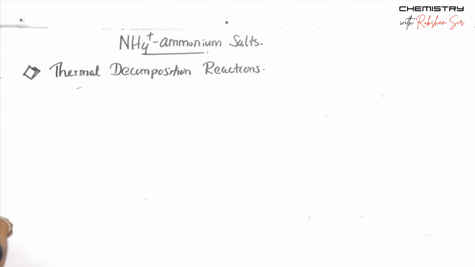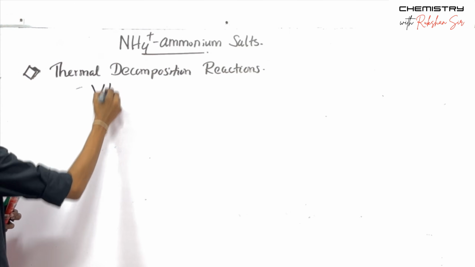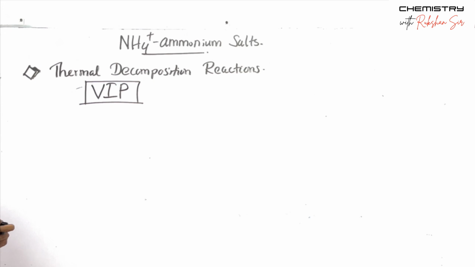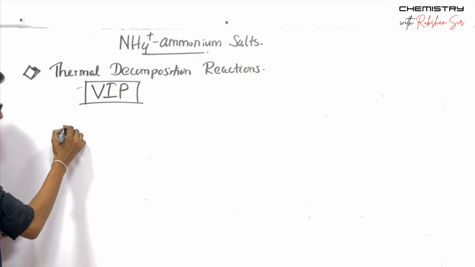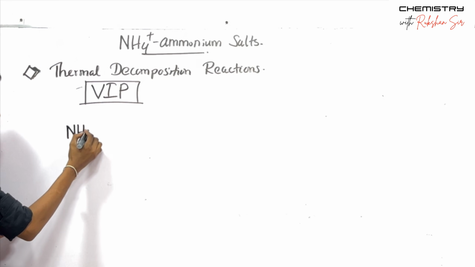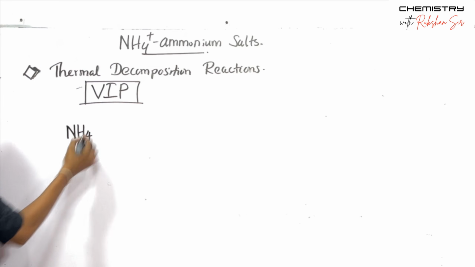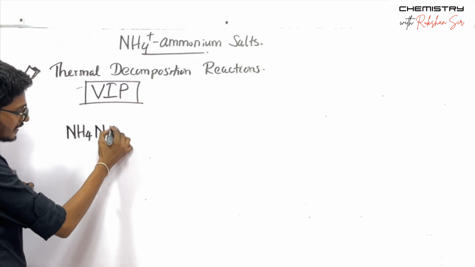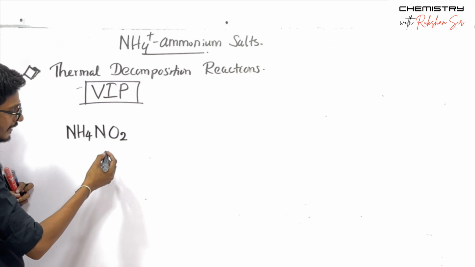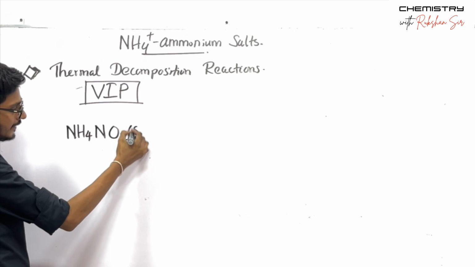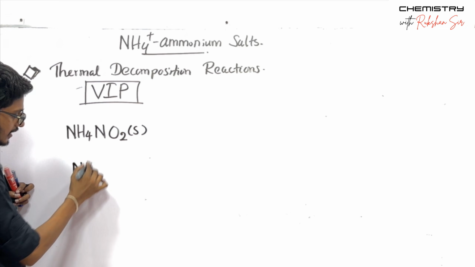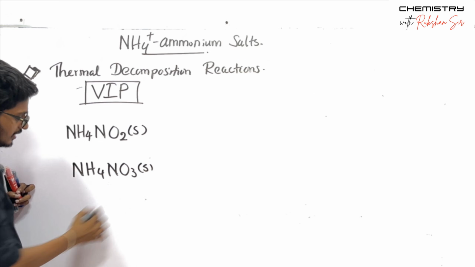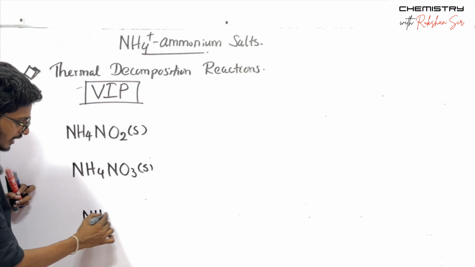So we have three VIP guys. The decomposition of them won't give us ammonia nor the corresponding acid. The decomposition of these three guys won't produce ammonia, and won't produce the corresponding acid.